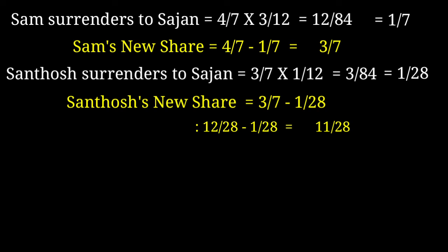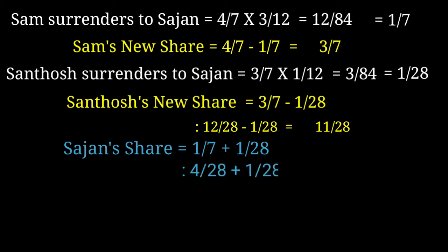Now we are going to calculate Sajan's share. In this question, Sajan's share is not given, but Sam and Santosh surrender some value. Here Sam surrenders 1/7 to Sajan and Santosh surrenders 1/28 to Sajan. So we can add both of these, 1/7 plus 1/28. Here also we need the LCM. LCM is 28. So we can add 4/28 plus 1/28. That's equal to 5/28. So Sajan's share is 5/28.